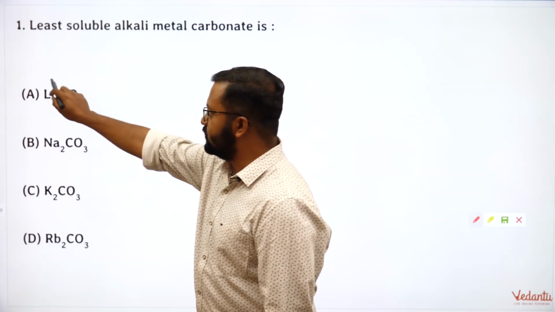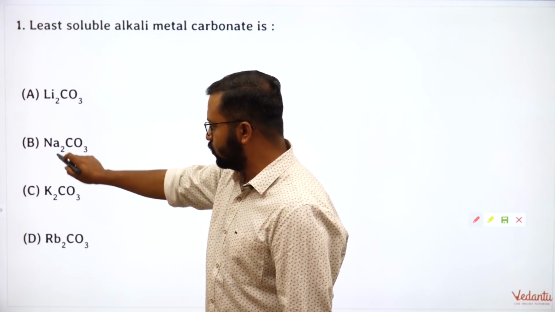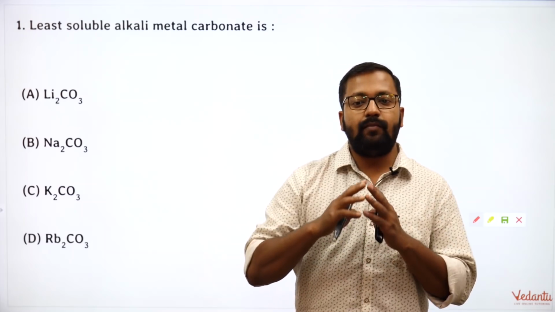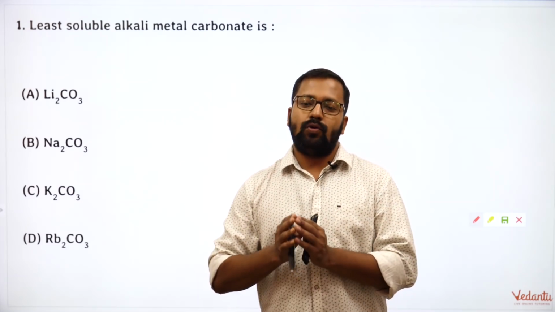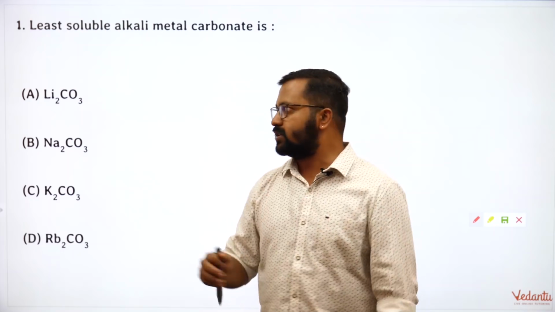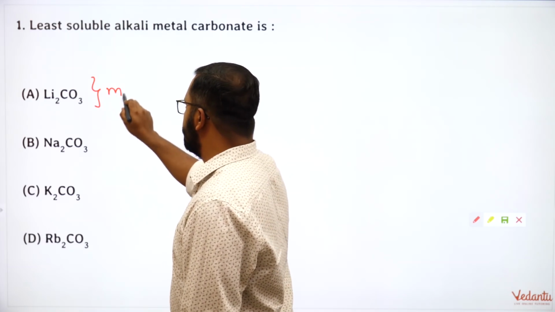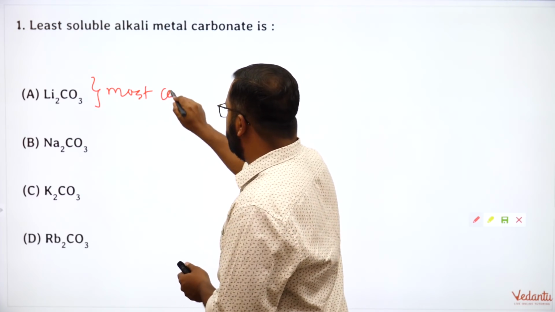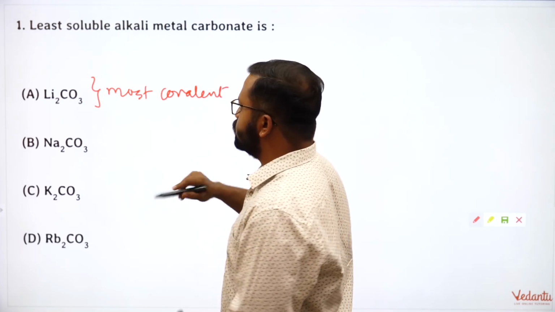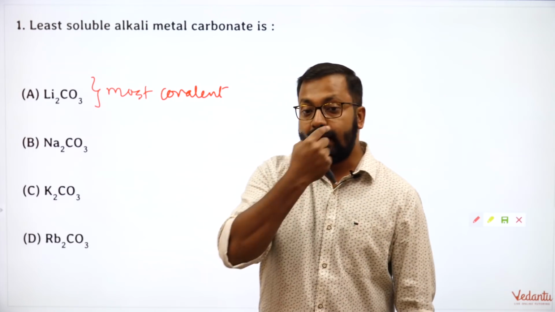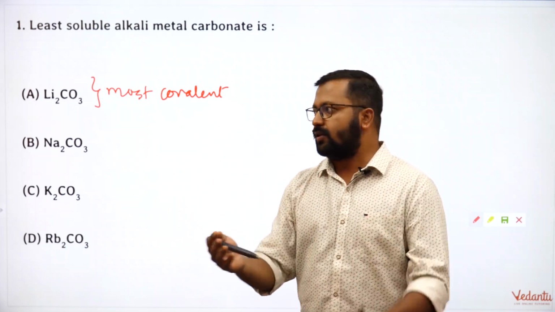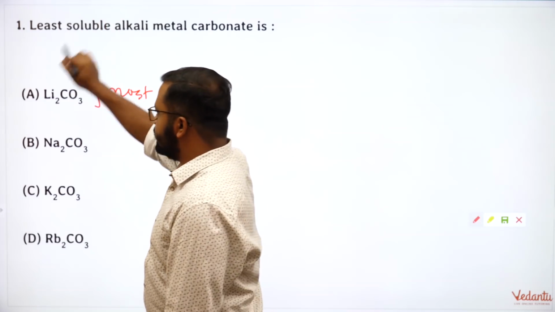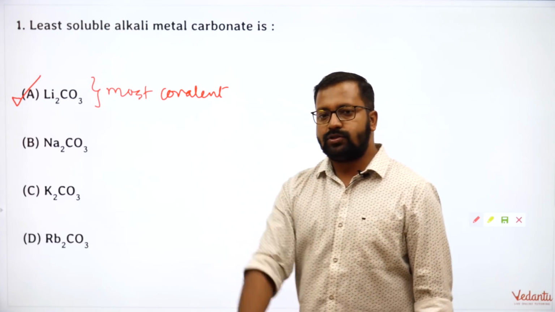If I take the size, lithium is the smallest, then sodium, potassium, rubidium. So lithium, being smallest, will be able to polarize the CO3 2 minus anion to the maximum extent, and this will be most covalent. So if it is most covalent, then the solubility in an aqueous solvent, like dissolves like, most covalent will not try to dissolve in a polar solvent, so the least soluble will be A.